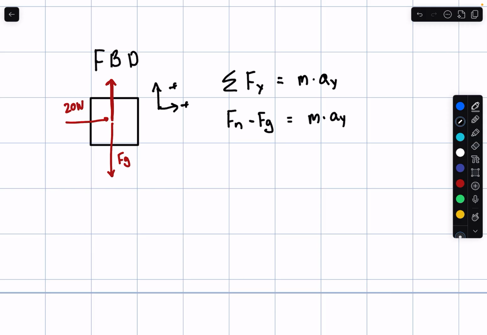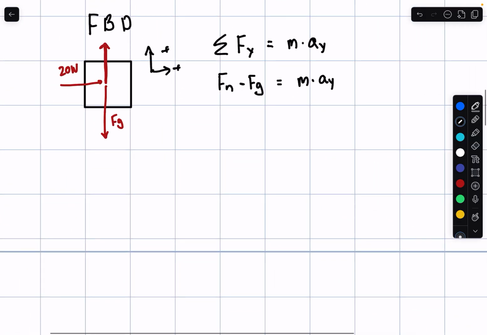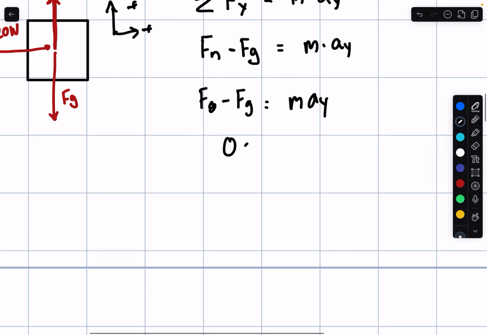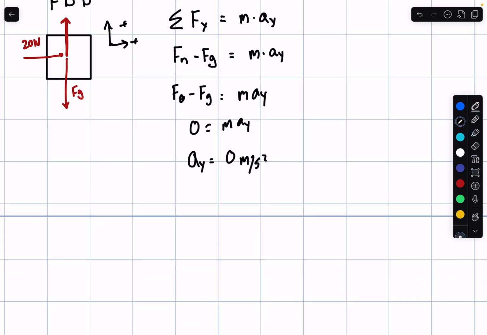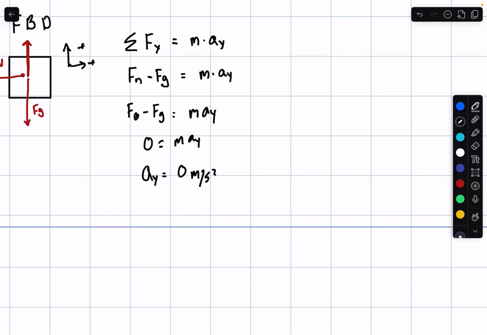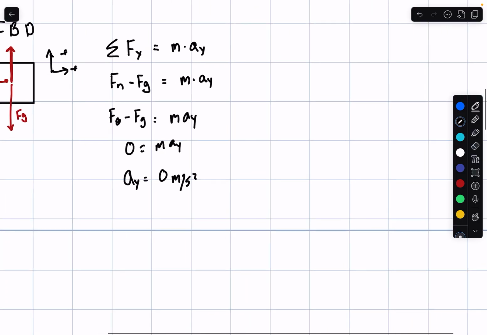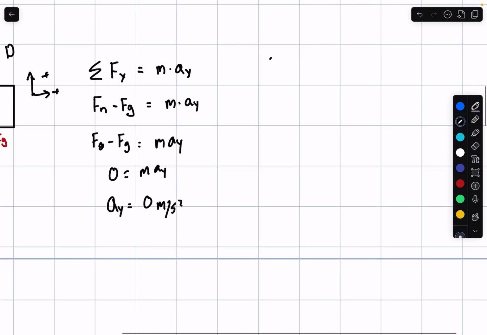is equal to mass times the acceleration in the y. Now, because these are the same, we can replace Fn with Fg, and you just get Fg minus Fg is equal to m a_y, or 0 is equal to m a_y, which we can clearly see means the acceleration in the y is 0 meters per second squared. We already knew that. The box isn't going to fling into the air and it's not going to fall through the floor. What we're really looking for is what the acceleration is in the x direction.